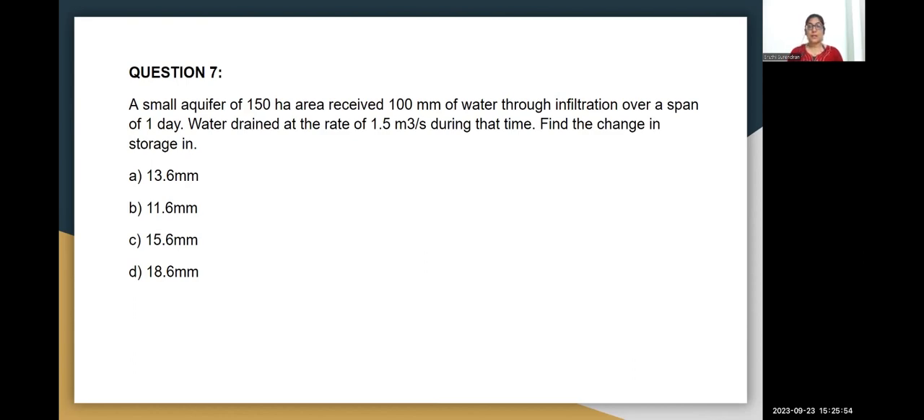So the area is provided. What is the recharge, how much water is inflowing into it, is being said as 100 mm of water. The time during which this inflow is happening, the duration, is being given. Outflow rate has also been given. We need to find out what is the change in storage in mm. So the units are something that is important to be considered here.